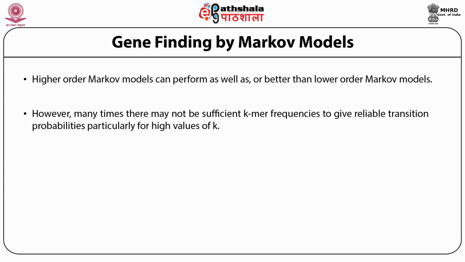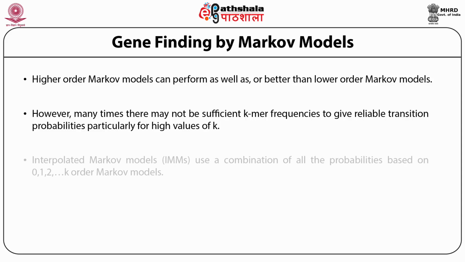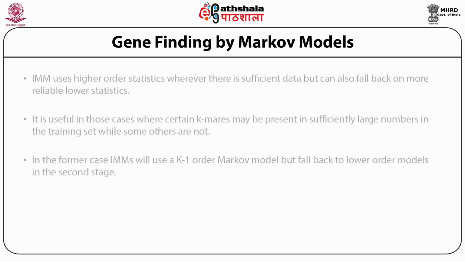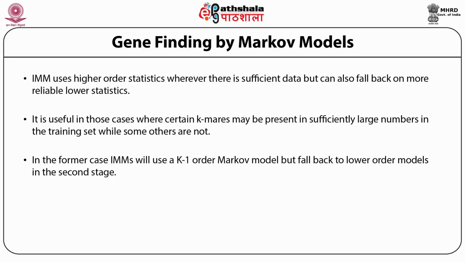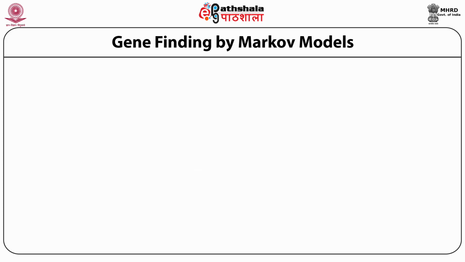Such Markov models, which are not fixed in their order, go up to a certain level whenever possible, and then come down a little bit whenever that does not happen. This kind of Markov model is known as an interpolated Markov model. And there are a lot of gene finding programs based on interpolated Markov models. In these, we use higher order statistics wherever there is sufficient data, but fall back to lower order statistics. So here is an example of an interpolated Markov model of, say, kth order.